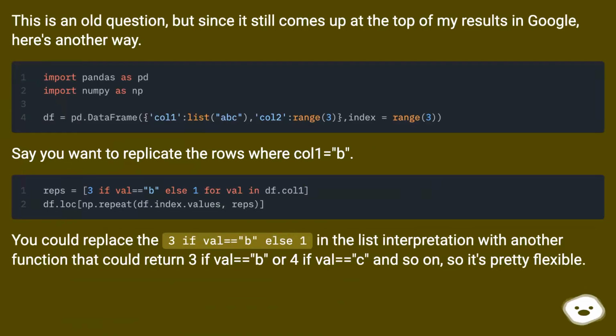This is an old question, but since it still comes up at the top of my results in Google, here's another way. Say you want to replicate the rows where col1 equals b. You could replace the 3 if val equals b else 1 in the list comprehension with another function that could return 3 if val equals b or 4 if val equals c and so on, so it's pretty flexible.